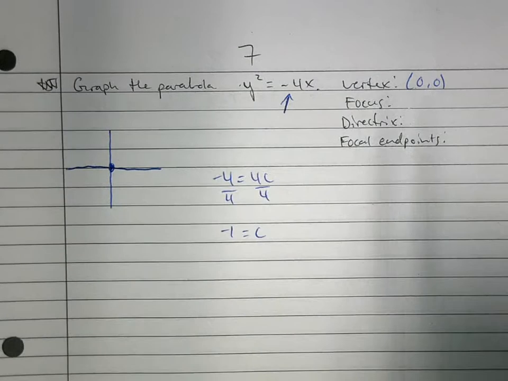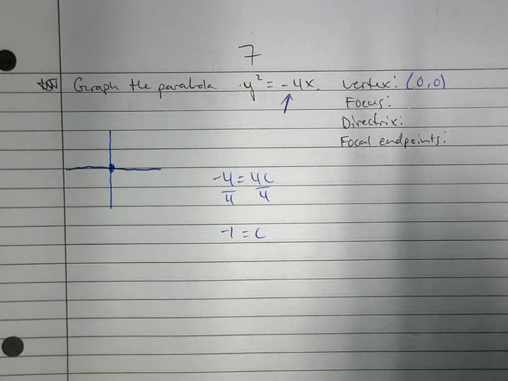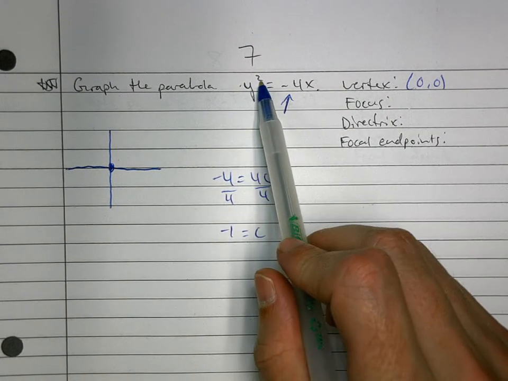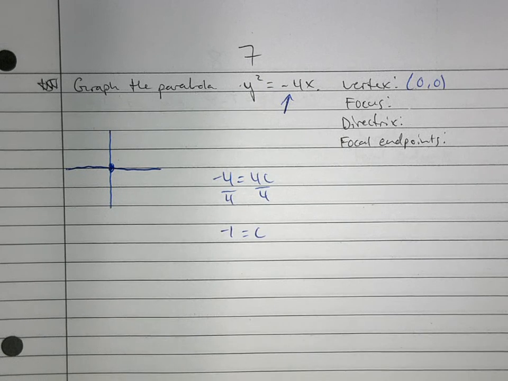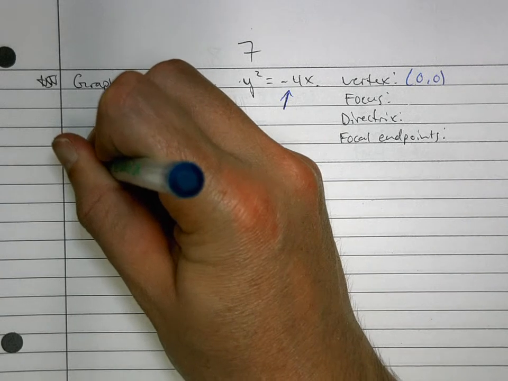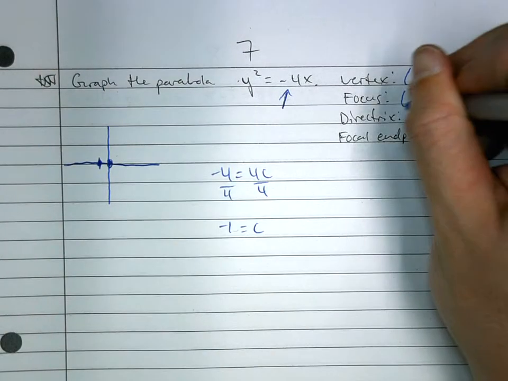And you have to determine whether or not this parabola goes up and down or left and right. So because this is a y squared parabola, it's left and right. And since c is negative 1, that means you're going to go 1 to the left, and that is your focus at (-1, 0).